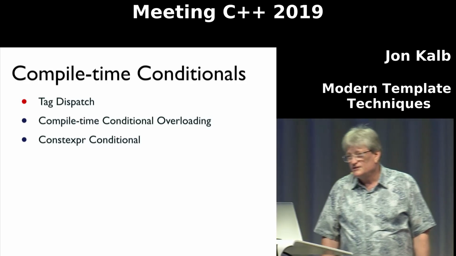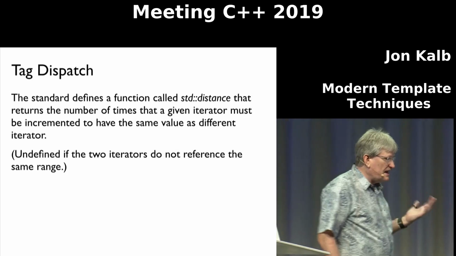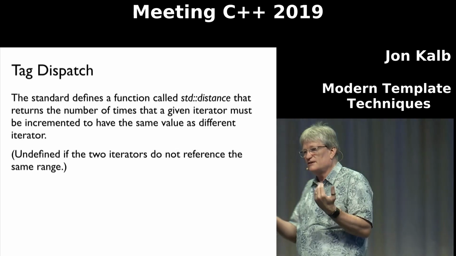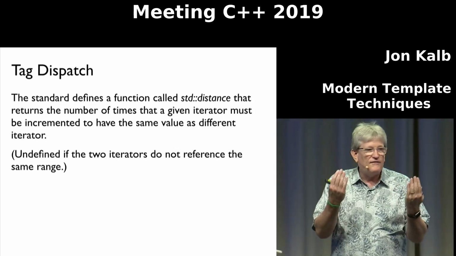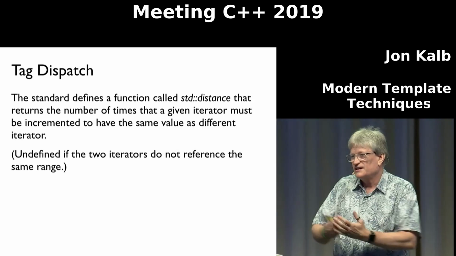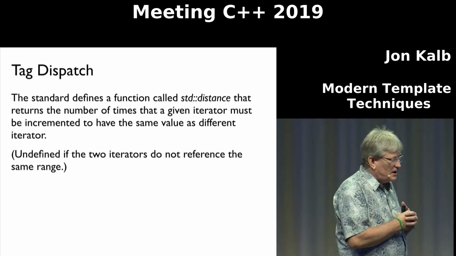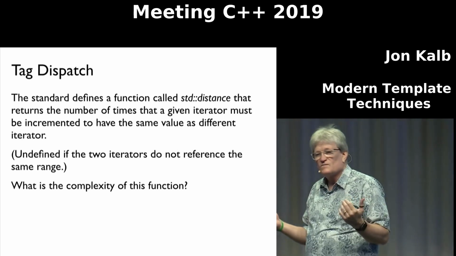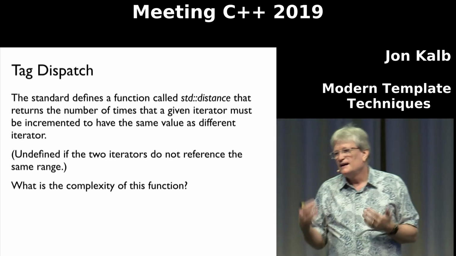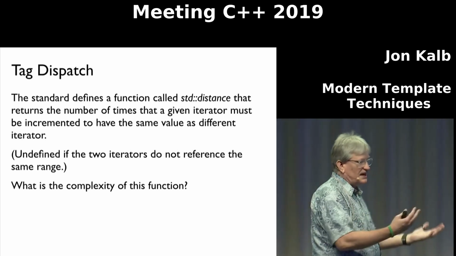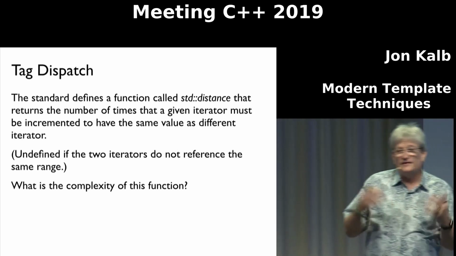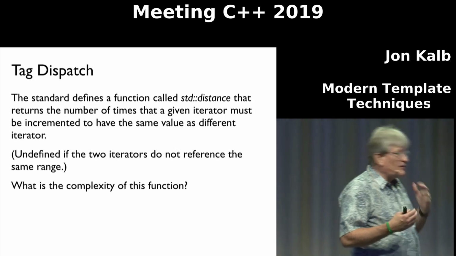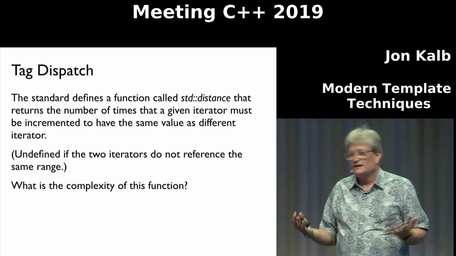So there's a number of different ways that we can do compile time conditionals. One of them is using tag dispatch. So in the standard, there's something called std distance, and distance is designed, you pass in two iterators, and it determines how far away these are. And the assumption is these are pointing into the same range, right? So we need to know how far that is. Now, what's the complexity of this function? Depends on what? The type of iterator. What is the best case I could imagine here? Okay, if I have random access iterators, then what's the complexity? Constant time. What if I don't have random access iterators? Then it's going to be linear, right?